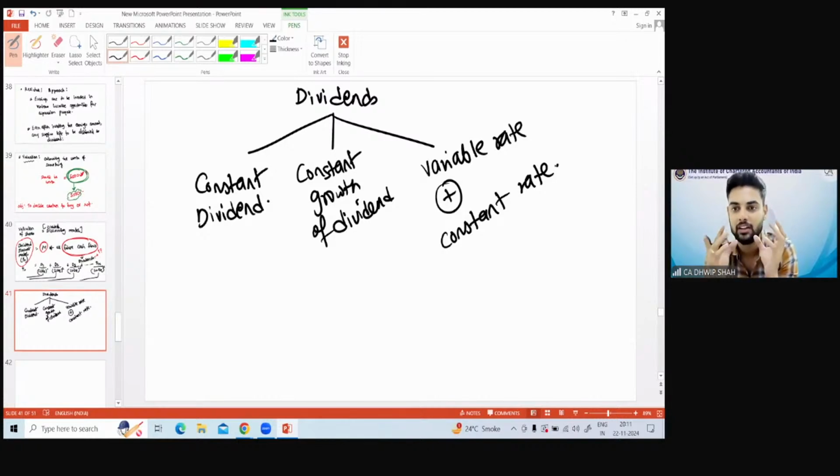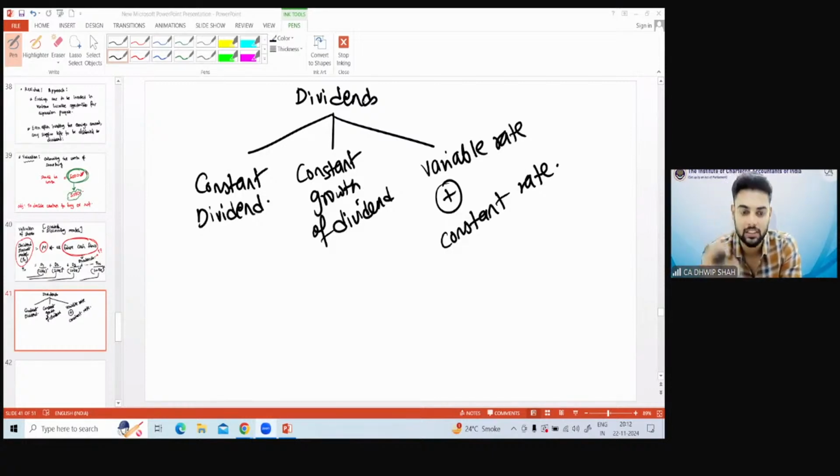We need to take a constant, meaning fixed rate, because we are not able to predict the future. So these three are the subparts of the dividend discount model. Yes, after that there will be maturity. Correct. So these three are the subparts of dividends.